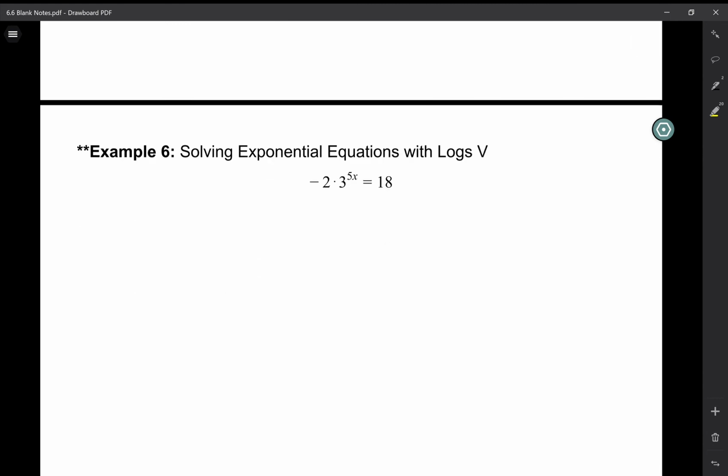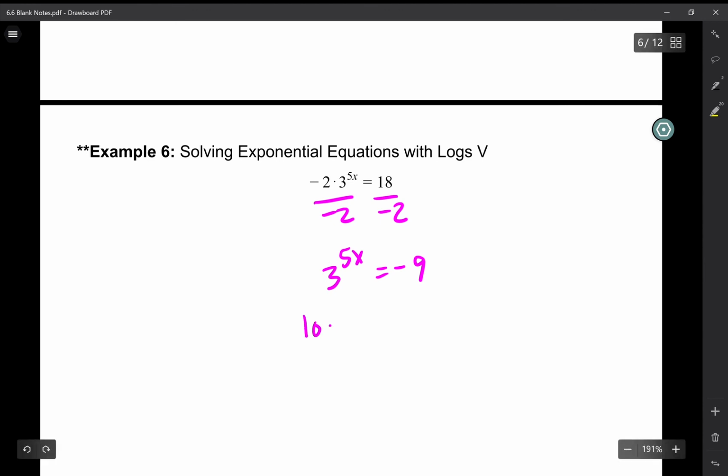All right, what are we going to do on this one? Well, the first thing we're going to do is divide each side by negative 2. And that gives me 3 to the 5x equals negative 9. Well, right here, I should start to think something's fishy, but let's keep plugging along in our normal way. Let's take logs of both sides. Log of 3 to the 5x equals log of negative 9.